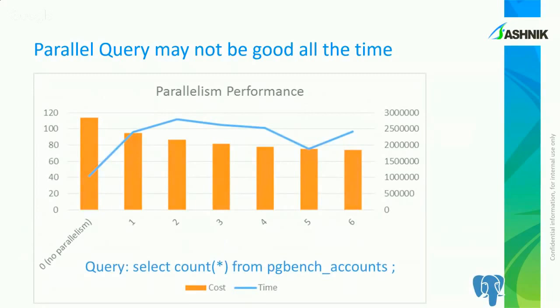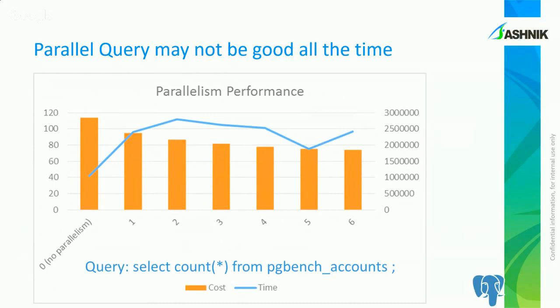As you can see, I'm trying to do an aggregate query here on a table which has around 100 million rows. And on that, when I'm trying to do a count star with different levels of parallelism, the best result I got was when I used no parallelism, be it in terms of the response time or be it in terms of the cost of that query.